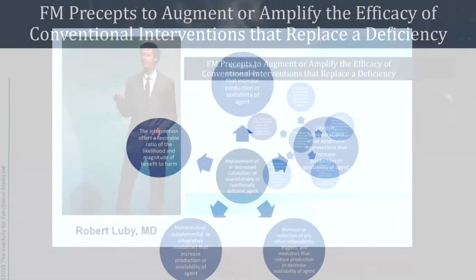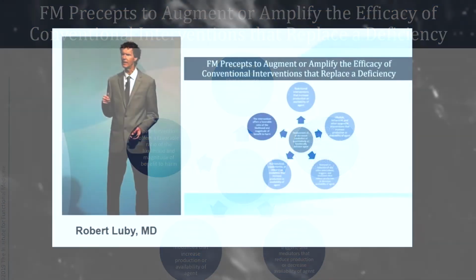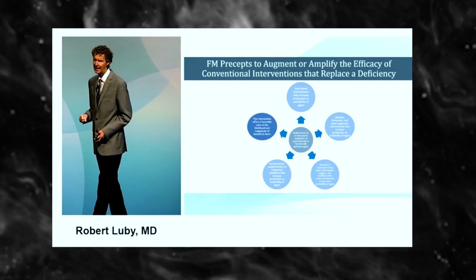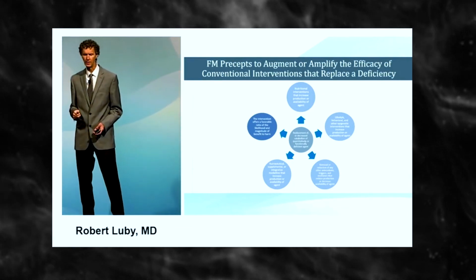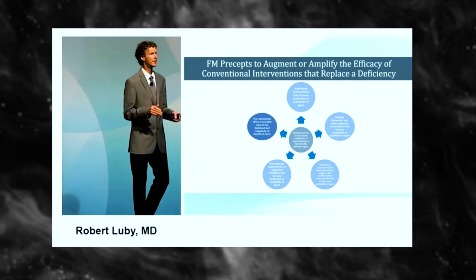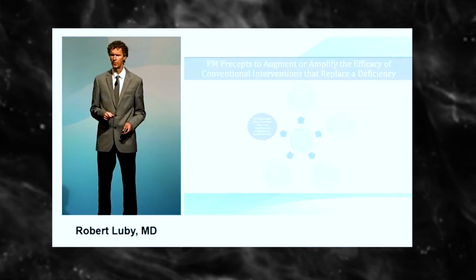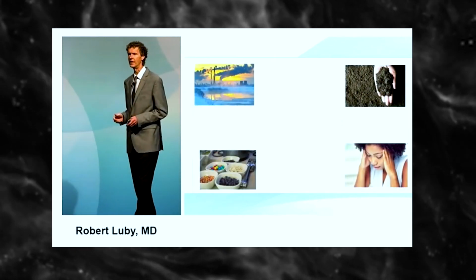When you encounter a deficiency state, these are your principles. We've been over this before, but it's nutrition first, food first on the top. Then it's lifestyle and behavioral changes. And then it's addressing those antecedents, triggers, and mediators. And then only turning to supplements if you need to, and making sure every intervention you do has an excellent risk to benefit profile.